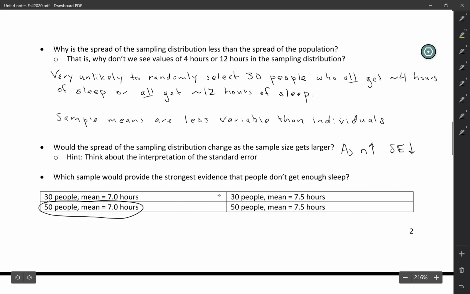So the 2 things that we're looking for here is that the sample mean is further away from 8. So if we're trying to prove that they get less than 8 hours of sleep, further from 8 is going to be stronger evidence, and also that this one has a larger sample size, which is good because that means that we have a smaller standard error. So those 2 things together give us the strongest evidence.